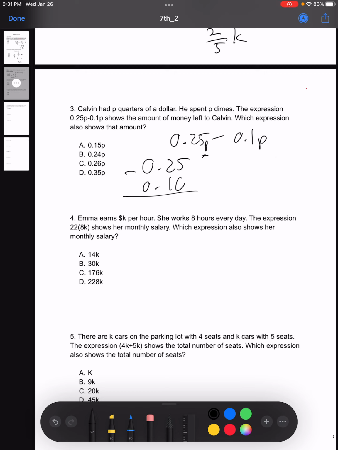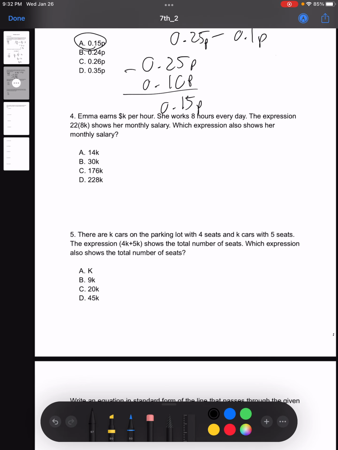Basically, if you have two of the same variable or the same letter in one expression, you can combine the numbers using the operation defined. So in this case, it would be subtraction. So we could just do 0.25 minus 0.1. That would get us 0.15p. Basically, anytime you have two numbers with the same variable, you can combine them together into a single term. In this case, number 3 would be A.